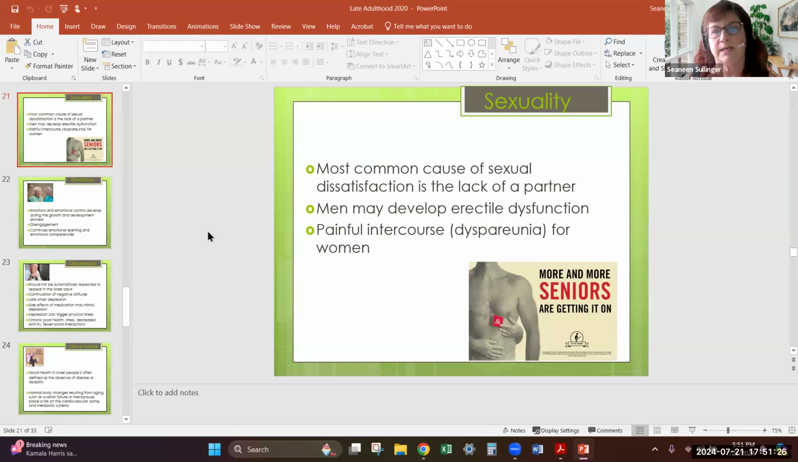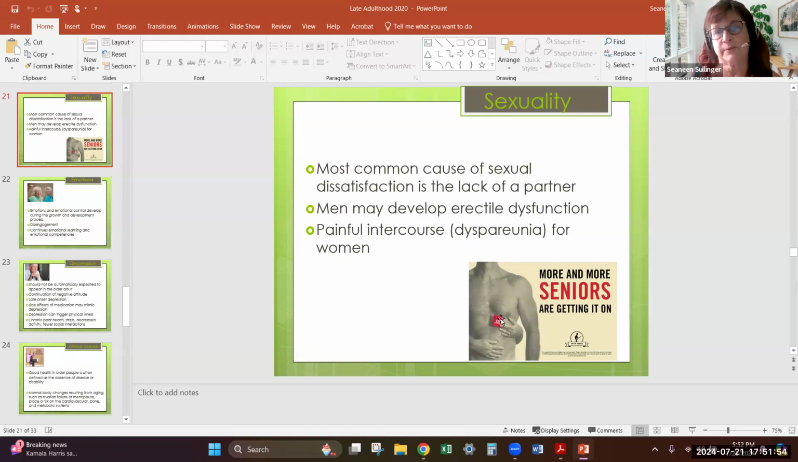Okay, sexuality. I love that one. More and more seniors are getting it on, but notice that there is protection there because seniors are still at risk for sexually transmitted diseases and infections. And so pregnancy isn't an issue. And a lot of times the older person will think about that, but not realize that there could be a sexually transmitted infection, or they may not know that they have one and be transmitting it.